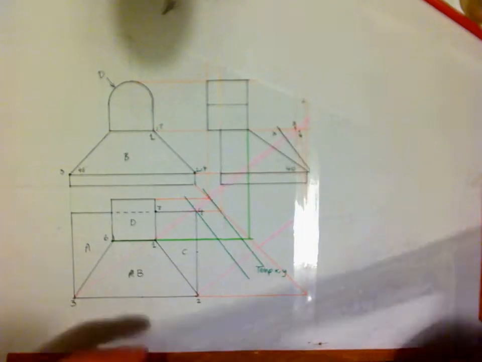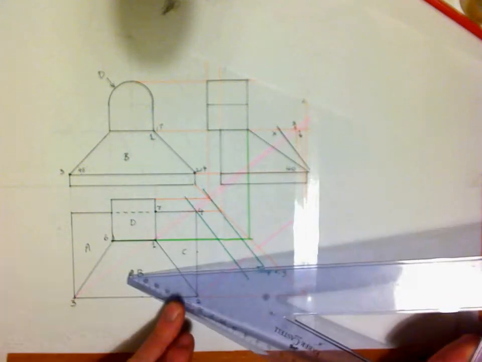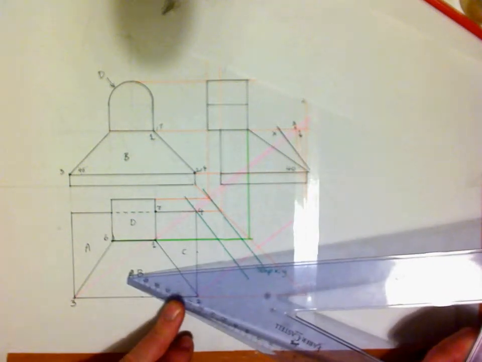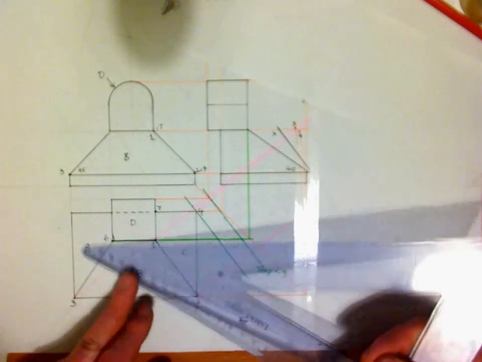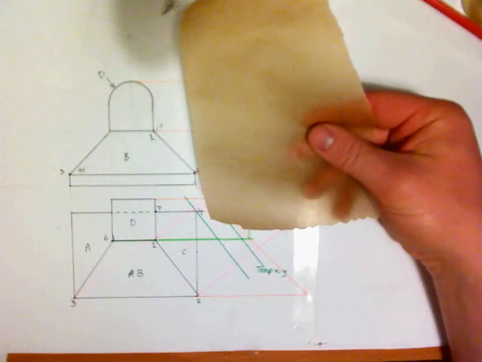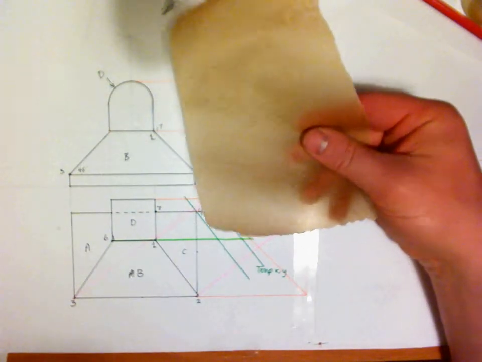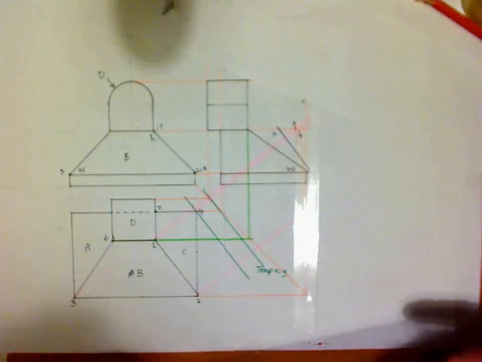Okay, we're asked to develop B and C, which is the same as developing A and B. It makes no difference which way you look at it. They both get the same solution. If I find the true shape of B and I find the true shape of A, I can use tracing paper then to move A and B into the correct position to show what the development looks like. So let's get the true shape of B.